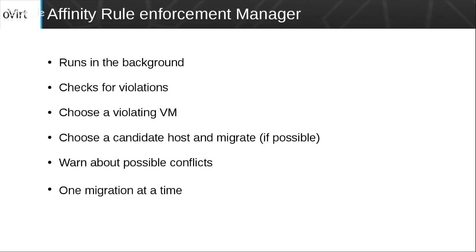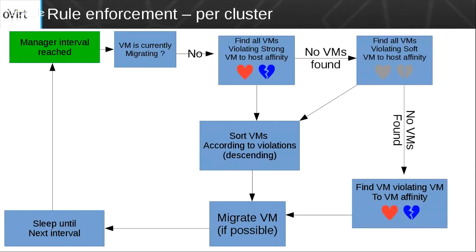So let's see the process itself. We need to see that each of this process is per cluster. Per cluster, this process is happening. So from the beginning, we defined an interval for the rule enforcer, and the default value of the interval is 1 minute. We check, again, per cluster, if a VM is currently migrating. If not, first of all, we try to find all VMs that are violating strong VM to host affinity, meaning VM to host or VM cannot reside with a host, but strong affinity.